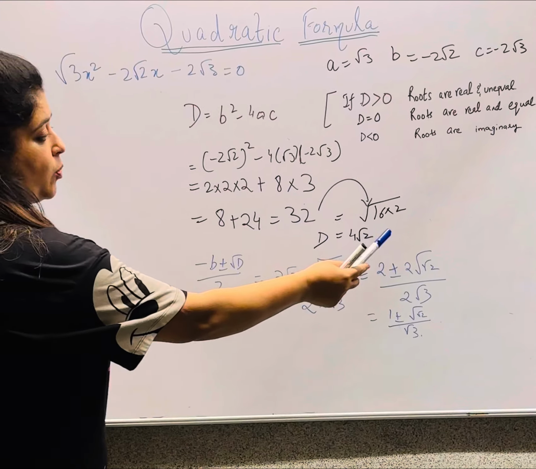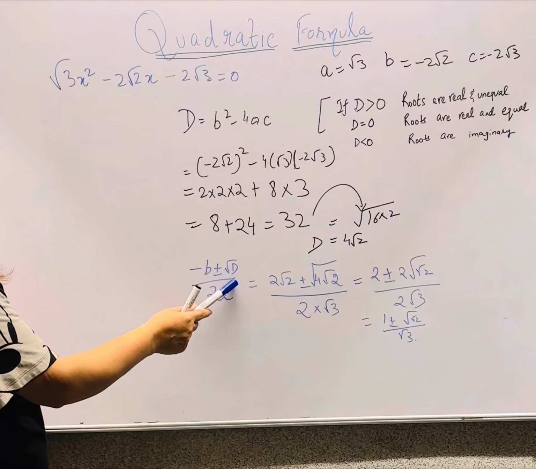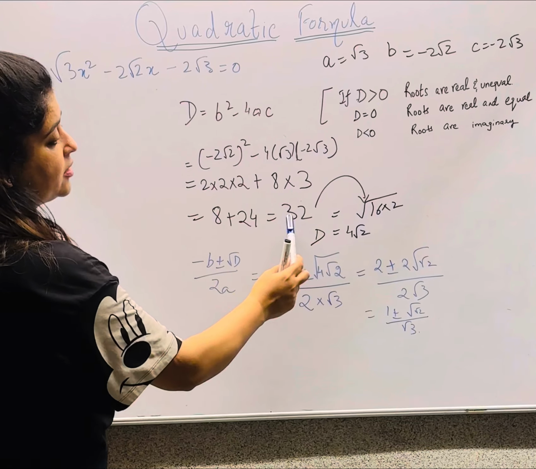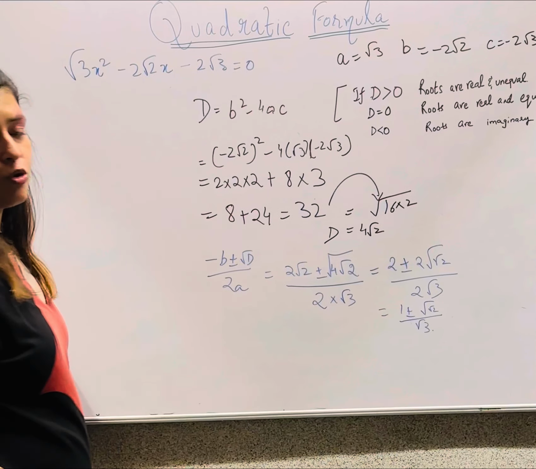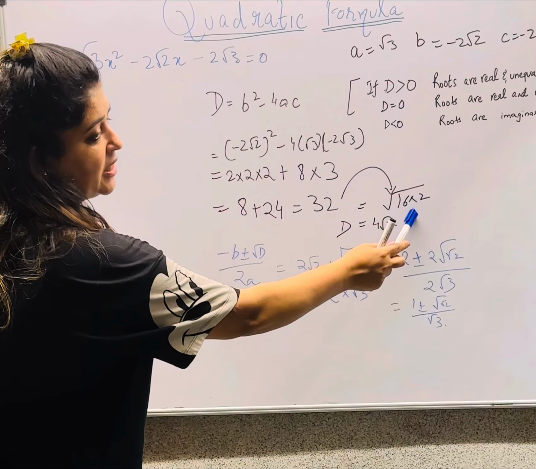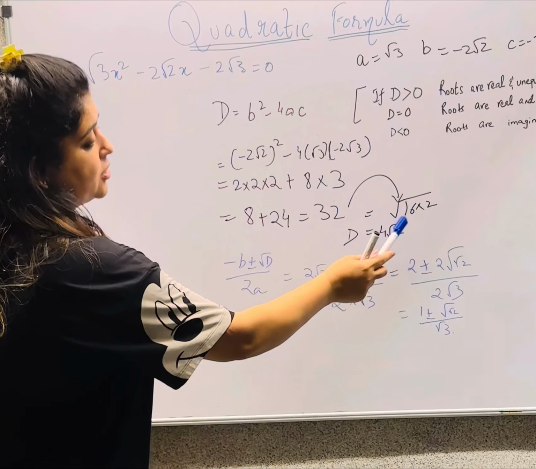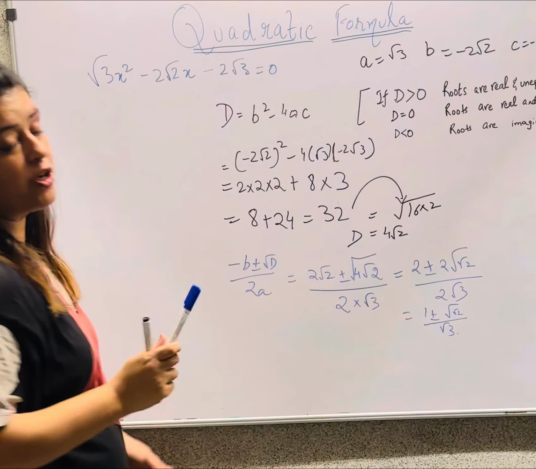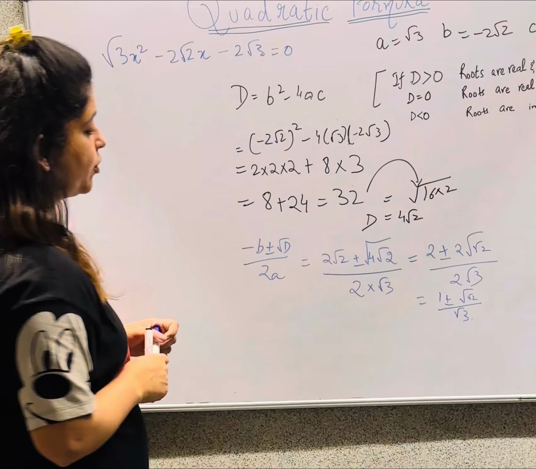When I take out the square root for the discriminant because I need to plug into the formula, I get the square root of 32 as 4 root 2. How did we get that? The square root of 32 can be written as 16 into 2 and the square root of 16 is 4.